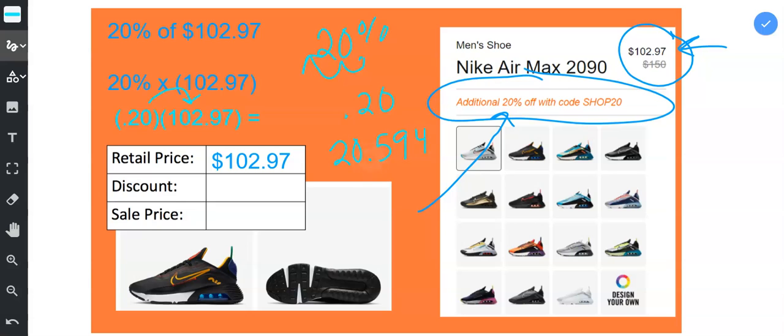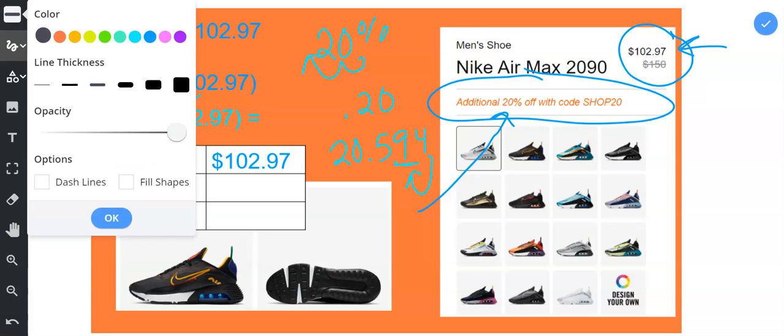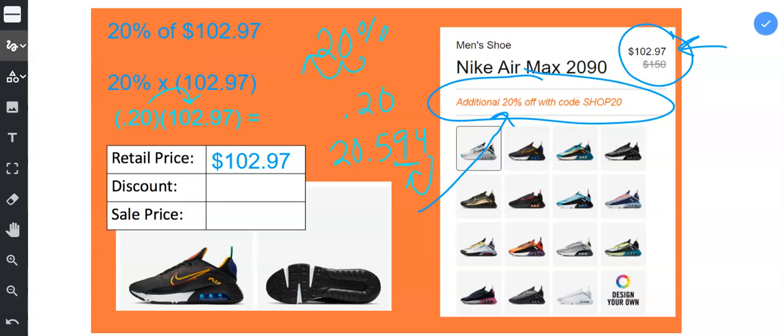Now we have to remember that with money, you only carry it out to the hundredths place. So I'm going to count tenths, hundredths. I need to round to this spot, the hundredths place. So I look at the number behind the hundredths place, which is the 4, and the 4 is going to determine if this becomes $20.60 or if it stays $20.59. So let me type that so that you can see the two options.